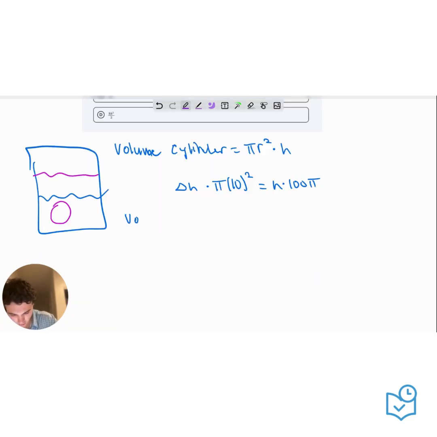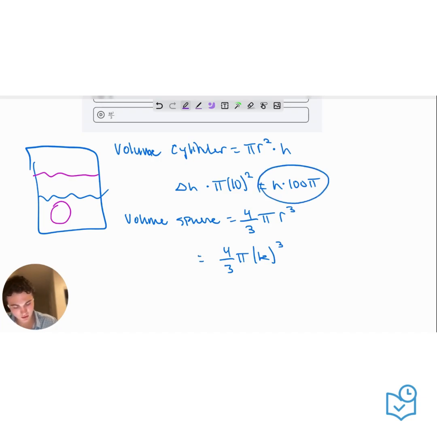So we know that the volume of a sphere is going to be 4/3 pi r cubed. Now in this case, we have 4/3 times pi times k as our radius, and then we're going to cube that to get the volume of this particular sphere. Now we know that to calculate what our change in volume is going to be, we're going to use this equation, h times 100 pi.